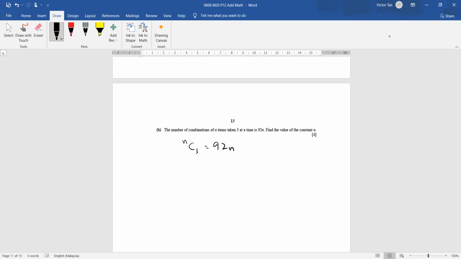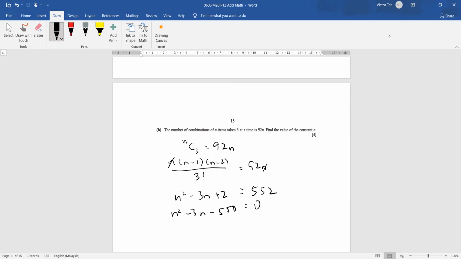So you need to know what NC3 is, and how to write it down. This is n(n minus 1)(n minus 2) over 3 factorial equals 92. You can cancel one n. 3 factorial is 6. 6 times 92 is 552. Expanding this, you get n squared minus 3n plus 2. n squared minus 3n minus 550 equals 0.